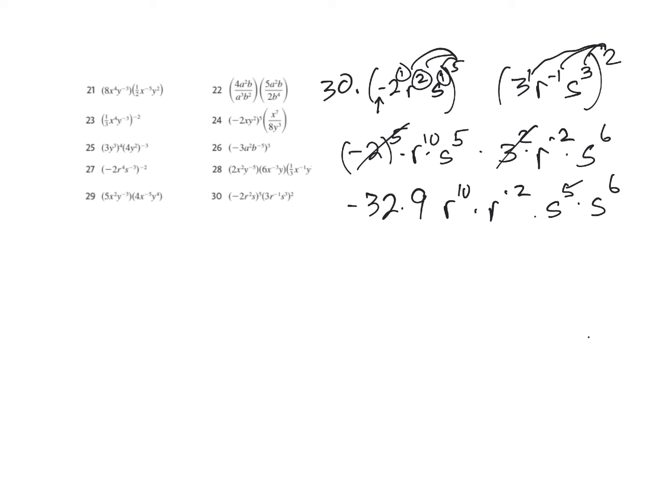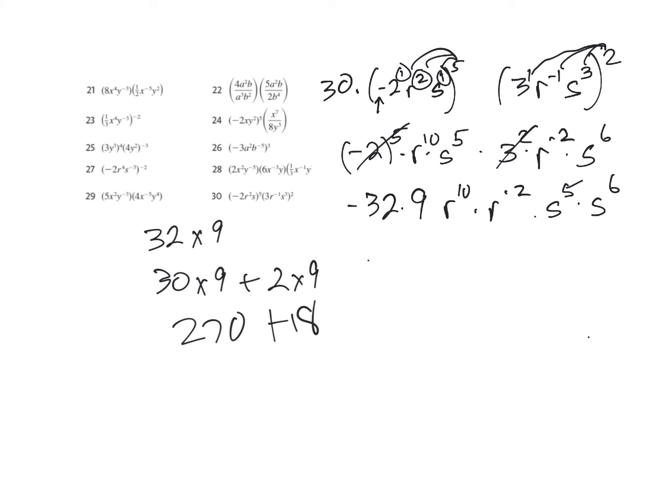32 times 9 is the same thing as 30 times 9 plus 2 times 9. So 30 times 9 is 270, plus 18 is 288. So negative 288, r to the 12th, s to the 11th power. That's a mistake. This is negative 2 on the r, so 10 plus negative 2 is 8. So this should be r to the 8th. Next problem.